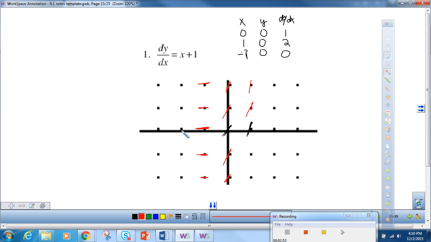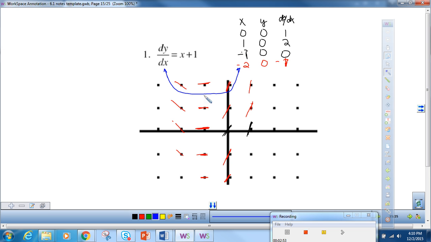Here, when x is negative 2, I get negative 1, and y doesn't really matter what y is. So the graph here would look like this. And you can see you're going to have sort of a parabola looking thing here. So if I were to sketch this out, it looks sort of like a parabola. If I were to draw a slope field through it, I would get a parabola, if I had done that better.